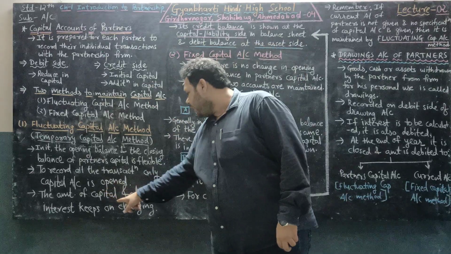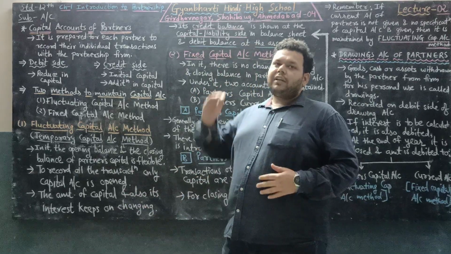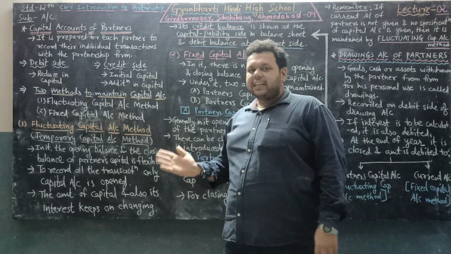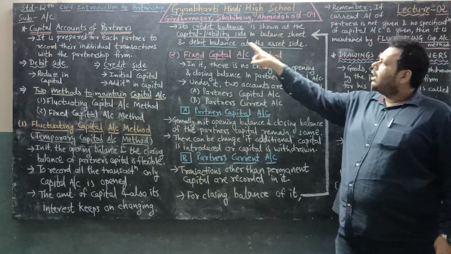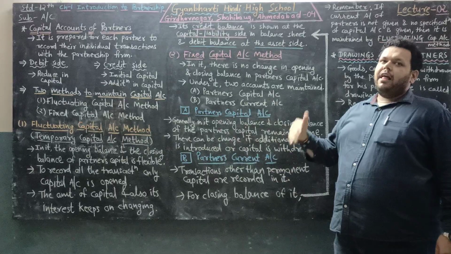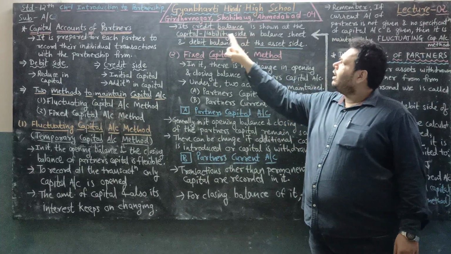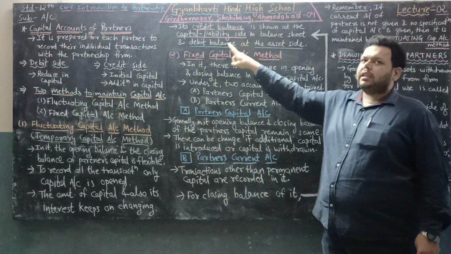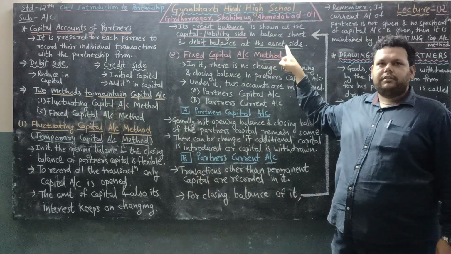The amount of capital and also its interest keep on changing. As you know that the opening and closing balance of the capital is different every time, its interest amount will also change. The credit balance is shown at the capital liability side in the balance sheet. So after calculating, we find the difference. If there is a credit balance, we will record it in the capital liability side of the balance sheet, and the debit balance we will record in the asset side.